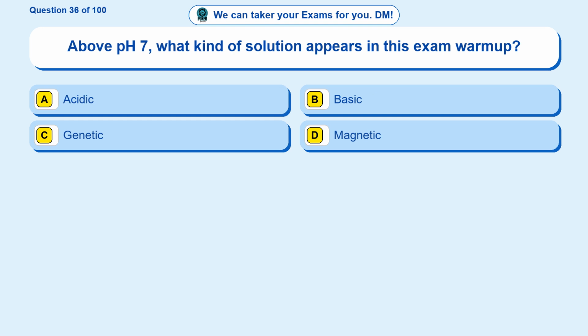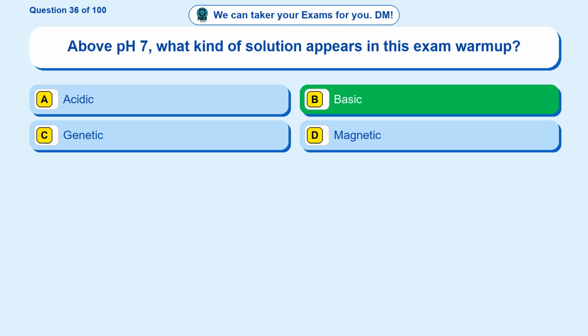Question 36. Above pH 7, what kind of solution appears in this exam warm-up? Option A, acidic. Option B, basic. Option C, genetic. Option D, magnetic. The correct answer is option B.